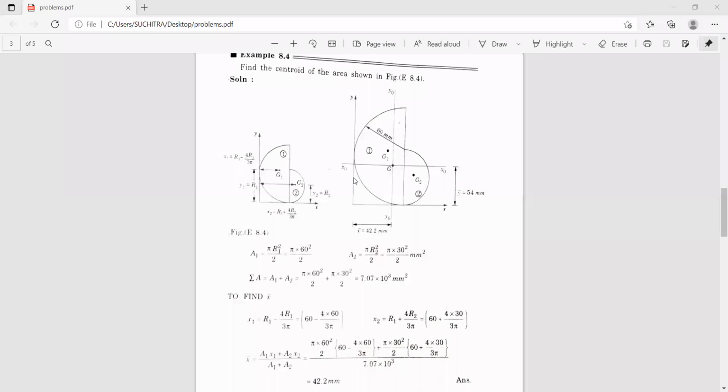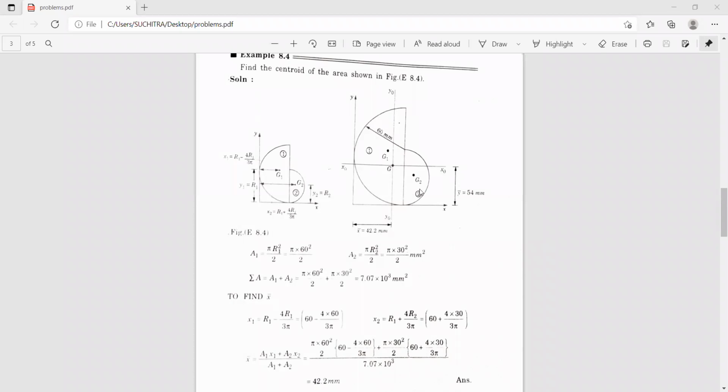Now similarly, x2 is measured from this point to this point, correct? If you consider this semicircle, this is the centroidal distance from the base to this point, 4r by 3 pi. I need the x2 value from the y-axis to this point, that is G2. This is your x2. So x2 is 60, this is the radius of the circle, plus 4r by 3 pi. Here it was 60 minus 4r by 3 pi.